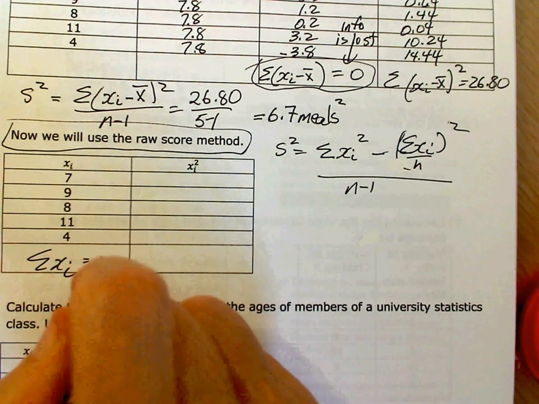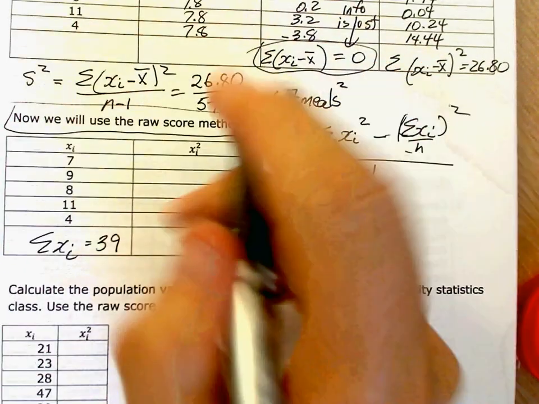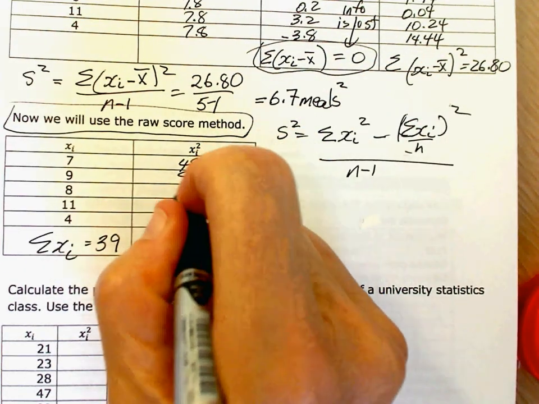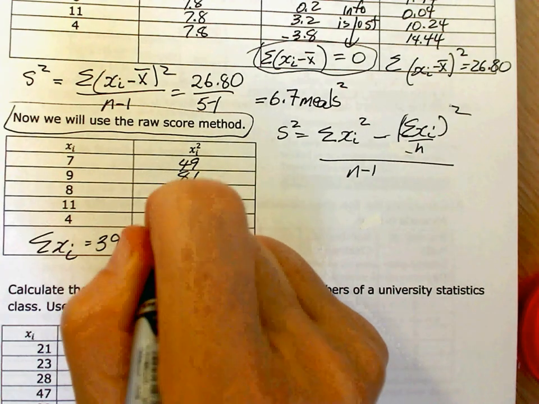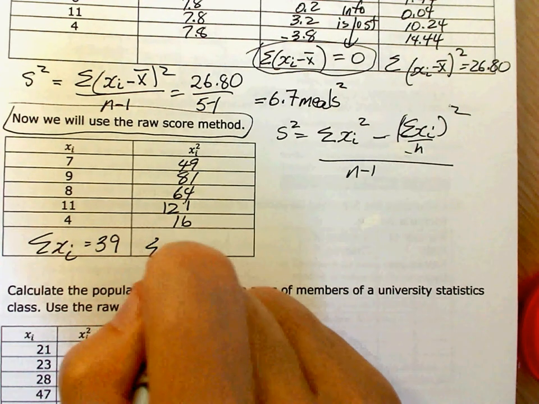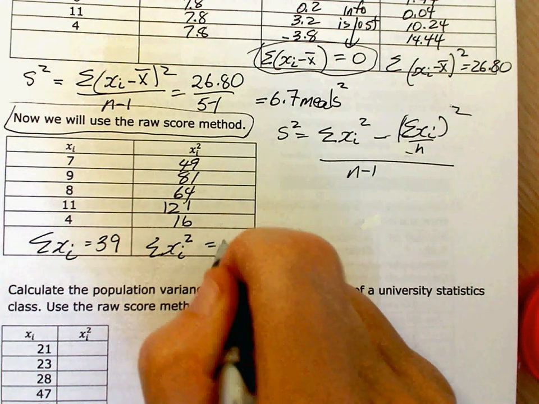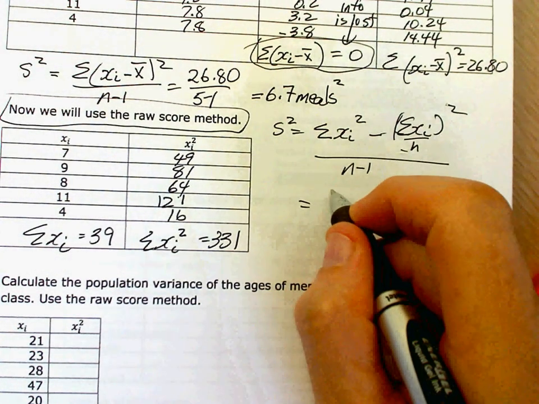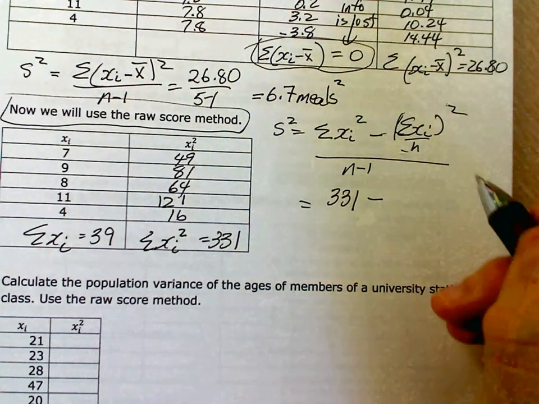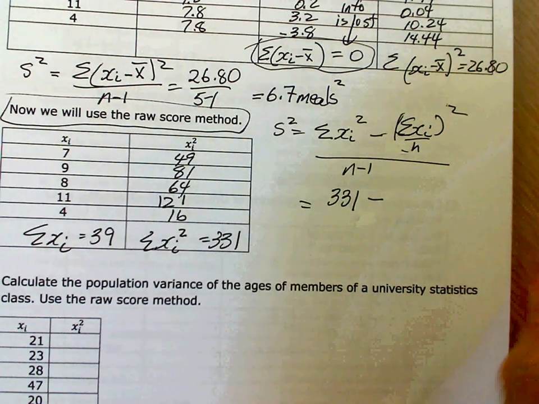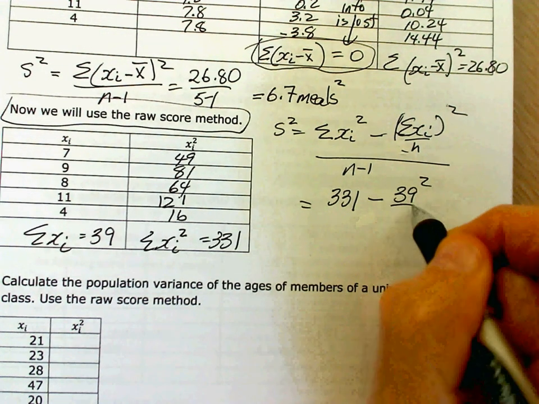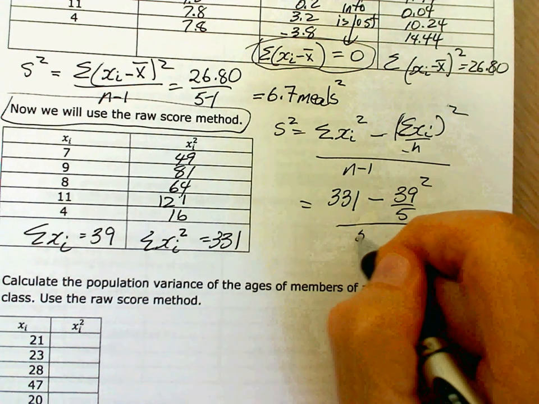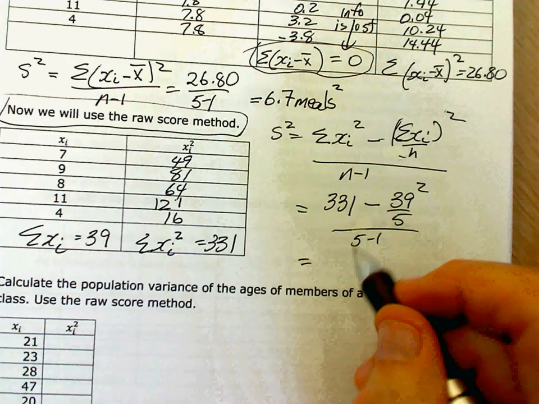So let's sum up the squares. 331. We should get the same answer as before, which we do. So now we have 331 minus the sum of 39 squared over 5, all over 5 minus 1. And when you work that out, you get 6.7 meals squared.